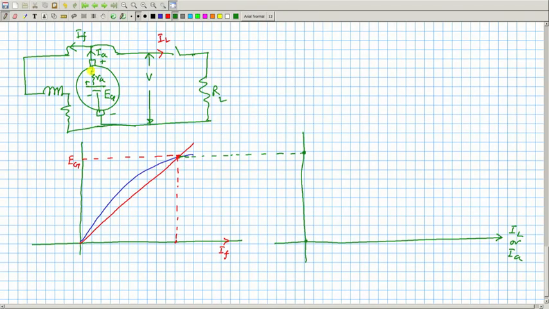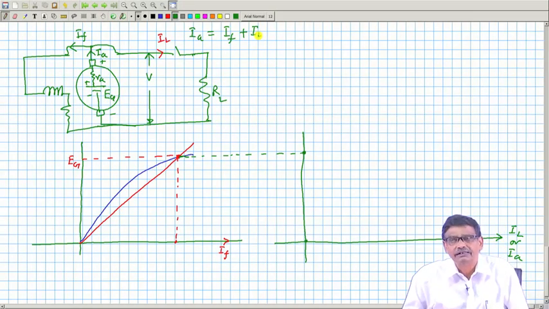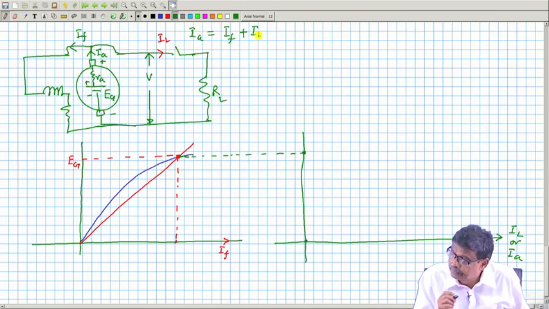Therefore, if you start drawing current I L, it is expected that terminal voltage will fall, because E G minus I A R A will come into picture, and I L is approximately equal to I A. This can be written by KCL as I A is equal to I F plus I L. What I am telling is, I F is pretty small, because the resistance of the field circuit is many times more than your load resistance. Anyway, so this is the thing.